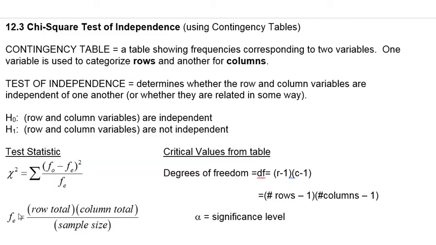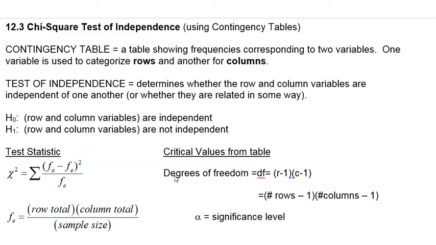Our expected value assumes that these two things are independent, so our null hypothesis. In that case, our expected frequency for any given cell of our chart equals the row total times the column total divided by the sample size, or another way to say that, the grand total.